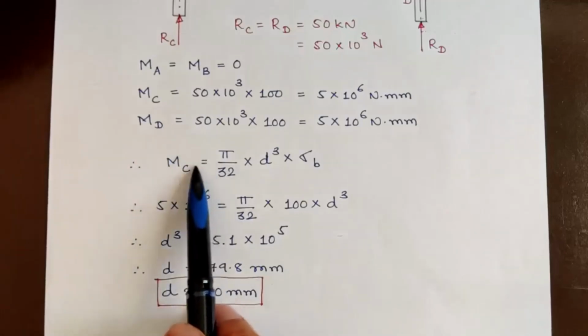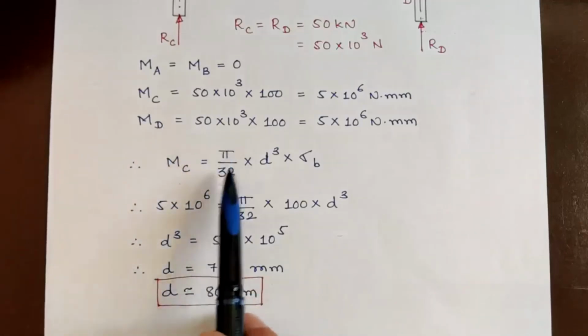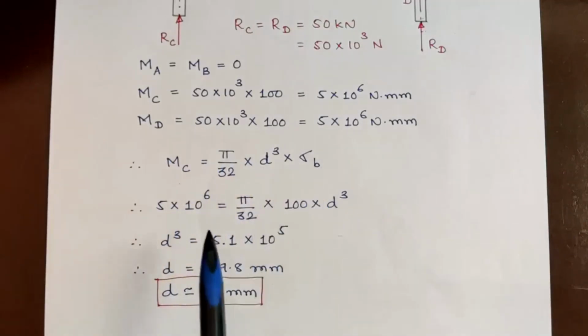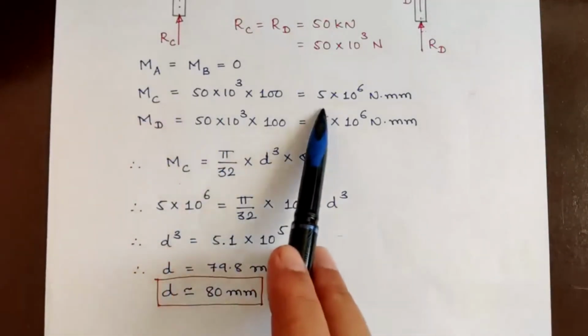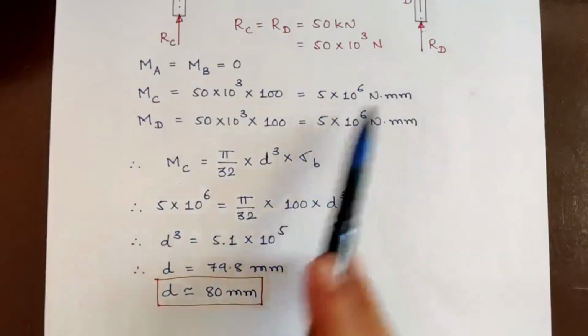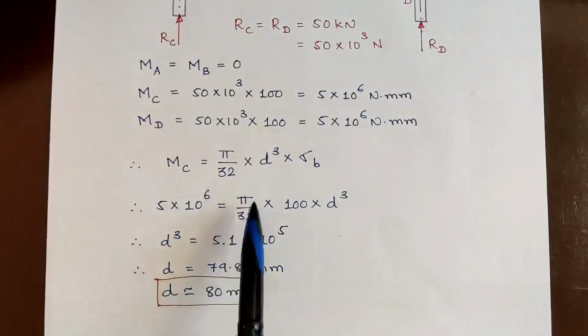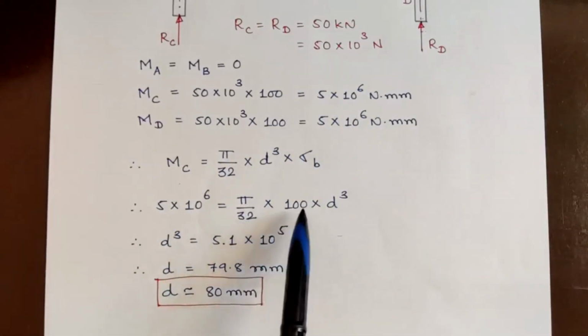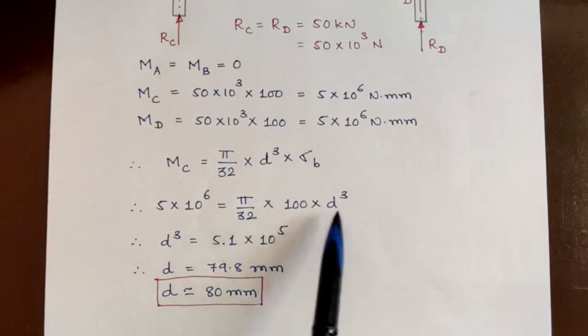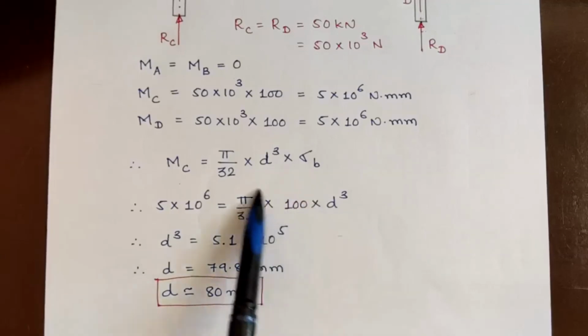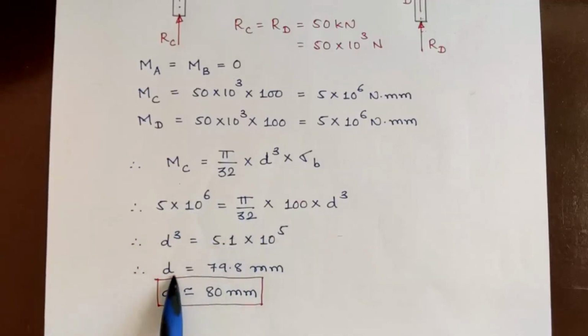So MC is equal to pi by 32 into d cube into sigma b. Moment at C is 5 into 10 to the power 6 is equal to pi by 32 as it is. Permissible bending stress is 100 as per the data into d cube. By solving this equation, we will get d is equal to 79.8 mm. So as per the standard size, our final answer will be d is equal to 80 mm.